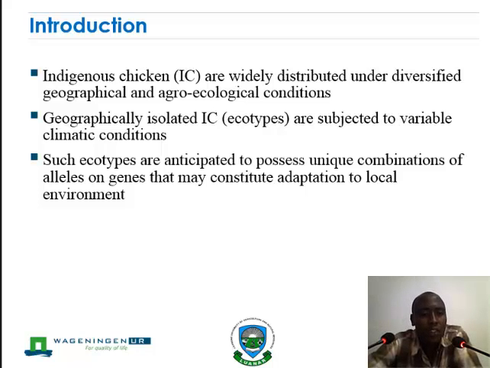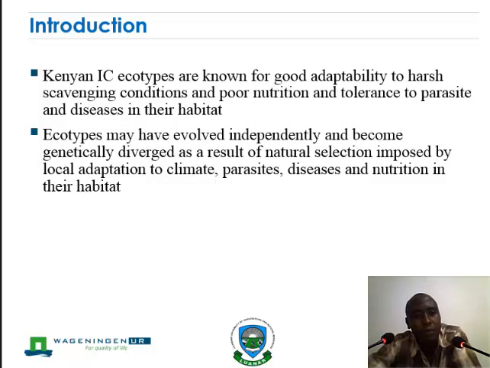The geographically isolated indigenous chicken, normally called ecotypes, are subjected to variable climatic conditions. Such ecotypes are anticipated to possess a unique combination of alleles, or genes, that may constitute adaptation to the local environment. Kenyan indigenous chicken ecotypes are known for good adaptability to harsh scavenging conditions and poor nutrition, as well as tolerance to disease and parasites in their local habitats.